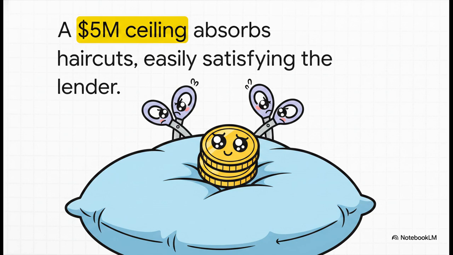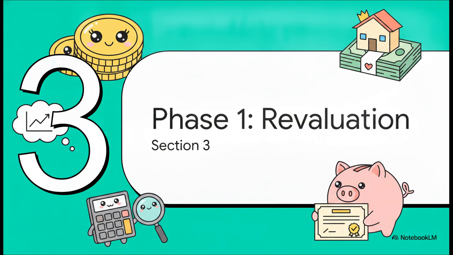And what's really interesting here is the built-in safety net this creates. You see, this specific 418-piece museum set actually has a potential valuation ceiling of $5 million. Because our target is only $1.66 million, it provides this massive, comfortable equity cushion. That cushion easily absorbs any risk-mitigating haircuts the underwriter might apply, easily satisfying the family office's requirements without stretching the asset's credibility one bit. Moving right along to Section 3, B&A Phase 1, Revaluation.